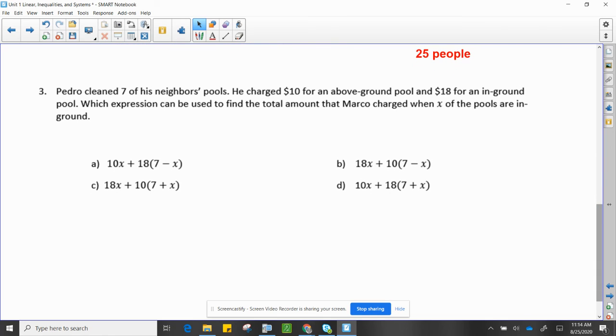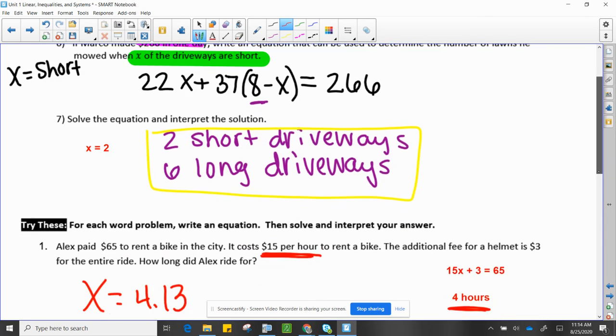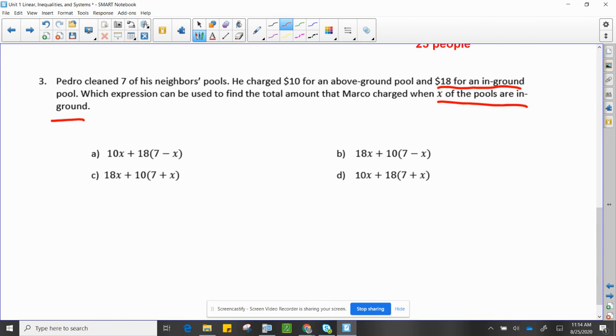All right, last one. Pedro cleaned 7 of his neighbor's pools. He charged $10 for an above-ground pool and $18 for an in-ground pool. Write an expression that could be used to find the total amount that Pedro charged when X of the pools are in-ground. Okay, now this one's just a multiple choice, so it's very similar to the one we did up here with Marco and his neighbor's lawns. So think about what we did. Remember, X is your number of in-ground pools, so that should help you eliminate some wrong answers. So see if you can figure out which one that is. A, B, C, or D.